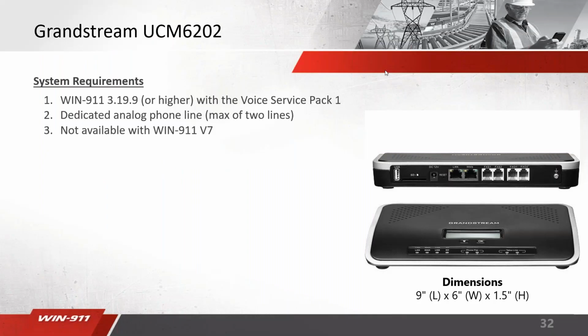And Grandstream is basically like a PBX, a converter or modem. WIN-911 will talk to it using voice over IP, and then the Grandstream will convert that to an analog line. So you can still connect it to a POTS line and still call out to operators just like it would before with the TAPI modem. Unfortunately, it's not available with our older legacy product for V7, but you can do 2 lines with it, and it does require a dedicated analog line. And you would need to be at least on WIN-911 3.19.9 or higher. Our latest version right now is 4.20.13.